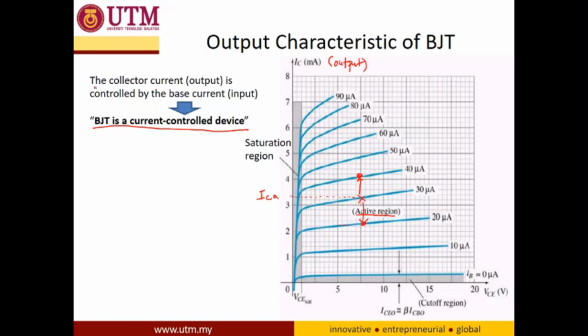This means that the collector current is controlled by the base current. So the base current is seen as the input control. Sorry, the control signal is the base current. So this means that BJT is a current control device.